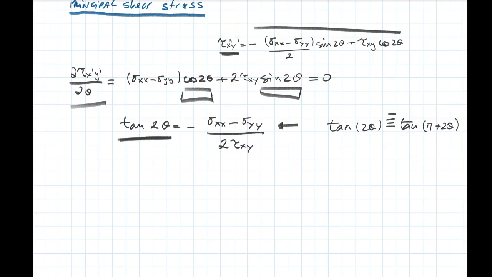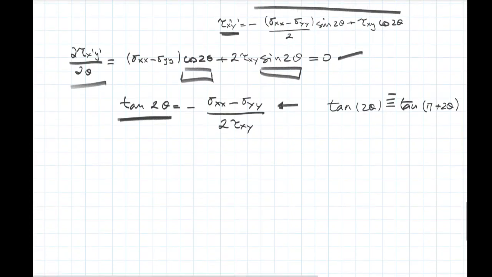When you find this relation between the cosine of 2 theta, sine of 2 theta with the tangent of 2 theta, and substitute those two results in this main equation, you will end up with equations found in the textbook. And that equation is something like this. It says that the maximum shear stress is going to be equal to plus or minus the square root.